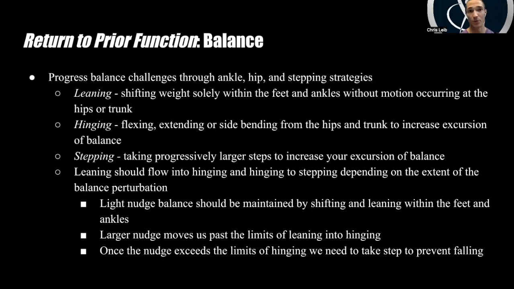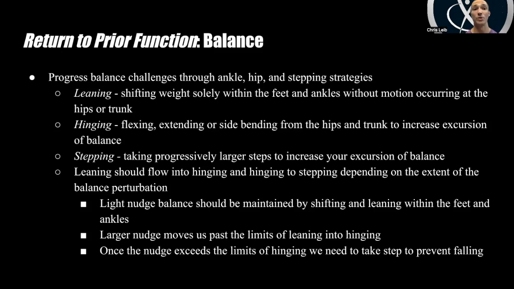One would be leaning, which is an ankle strategy. Two would be hinging, which is moving from the hips and the trunk, or a hip strategy. And three would be stepping, or a stepping strategy. We can look at this as one continuum. Leaning would be just shifting our weight solely within the feet and ankles without any motion at the hips or trunk. Think of it as standing and planking back and forth. We're leaning backwards to our heels as far as we can without arching our back, and leaning forward into the front of our feet as far as we can without our hips hinging.